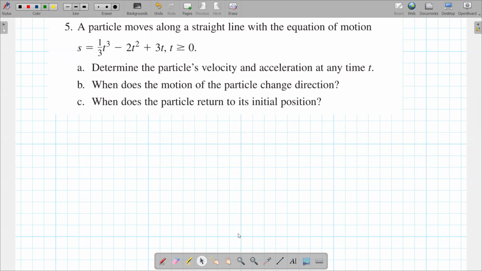They've given us a position function. How do we get the velocity function from it? You find the first and second derivative. That's it. You just find s prime and s double prime, and you're done. So for A, s prime is going to be t squared minus 4t plus 3. S double prime would be the derivative of this, so 2t minus 4. Done. Easy peasy.